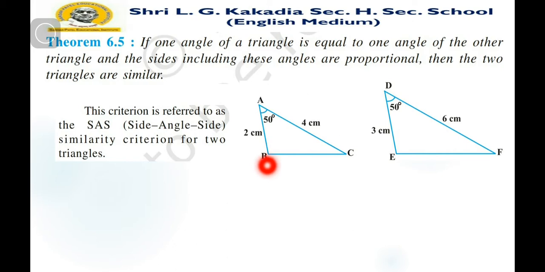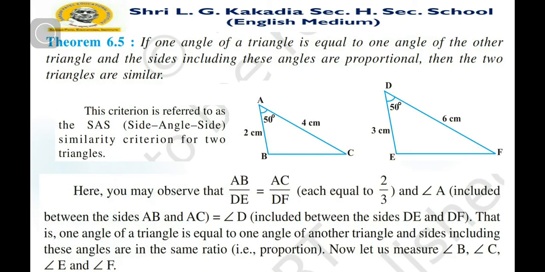If one angle is equal to one angle of the other triangle, and the corresponding ratios of the sides including this angle are in the same proportion, then we can say that both triangles are similar.